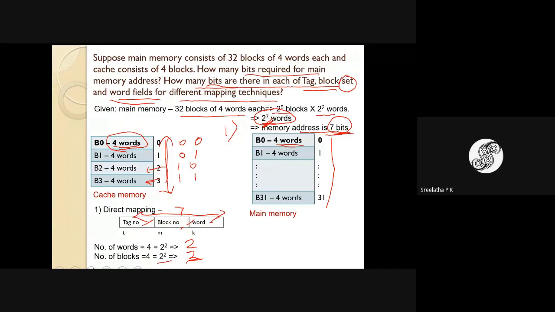Now tag number. What is the tag number? As I told, this whole thing is of 7 bits, this is 2, and this is 2. So the remaining is the tag number. So it is 7 minus (2 plus 2), that is 3. Fine. So this is direct mapping: tag number needs 3 bits, block number 2 bits, and word 2 bits.